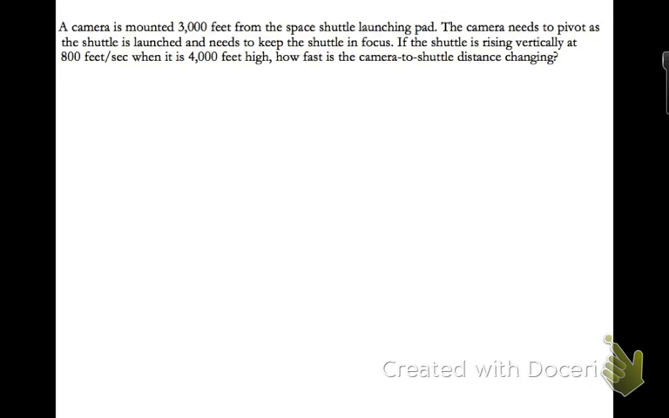In this problem, there's a camera mounted 3,000 feet away from a space shuttle launching pad. So we could have a camera, say at this point, and a space shuttle launching pad at this point, and the distance between the 2 points is 3,000 feet. And the camera needs to pivot or rotate as the shuttle is launched to keep the shuttle in focus, right? So the camera is going to be panning upwards at some kind of angle.